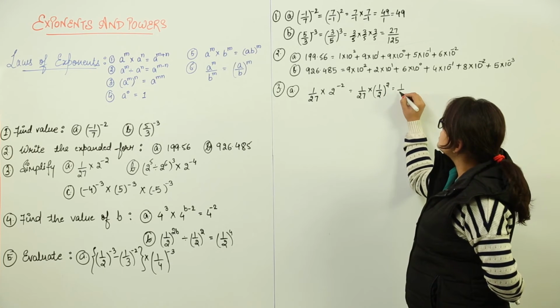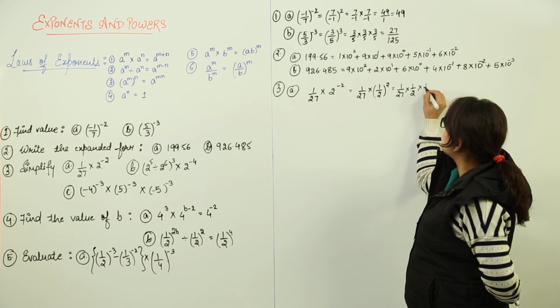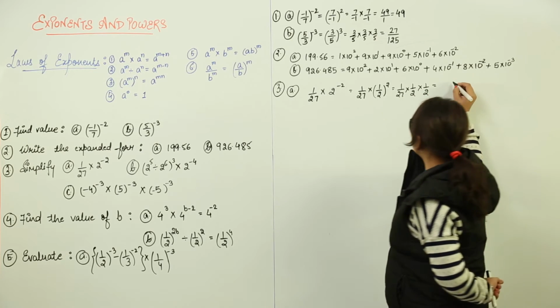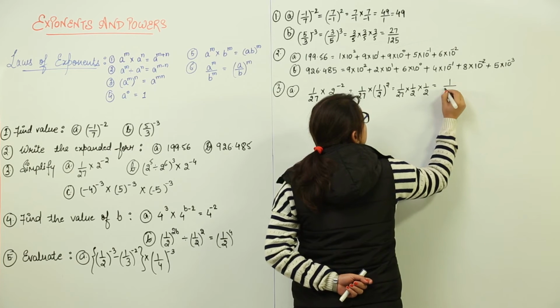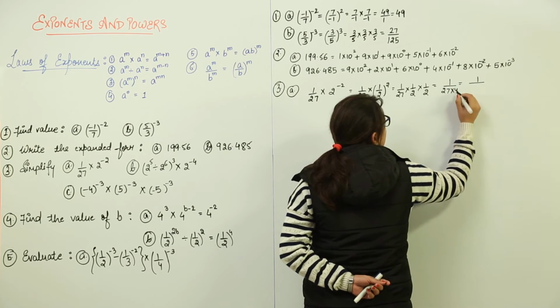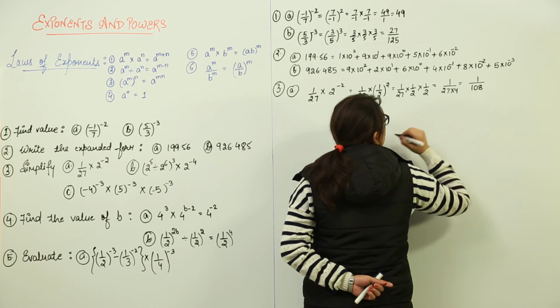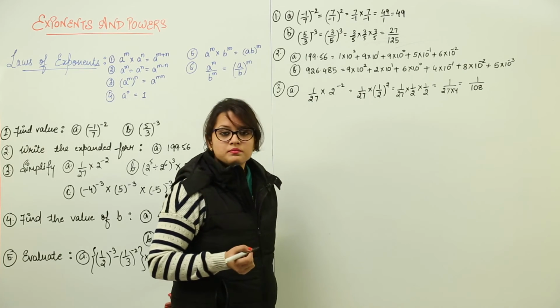Now how do we solve this? 1 upon 27 into 1 by 2 into 1 by 2. What do we get as the answer? 1 by 27 into 4, which is equal to 1 by 108. 4 7 is 28, 4 2 is 8, 9 and 10. So this is the answer.